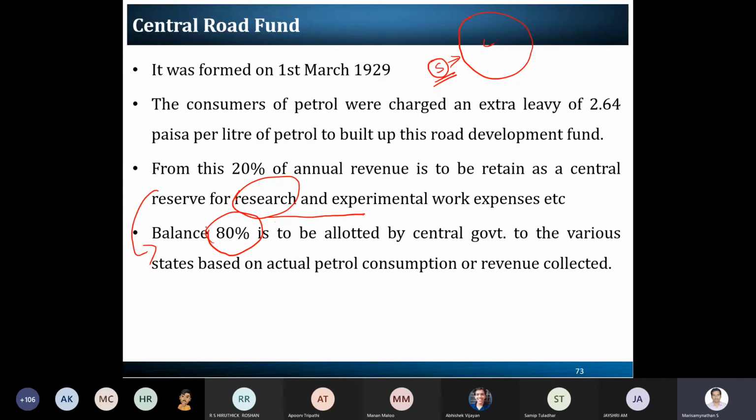This kind of concept they have introduced in the name of the Central Road Fund. We are still using this particular fund, and other than that, we have introduced plenty of ways to engage the fund for road construction.